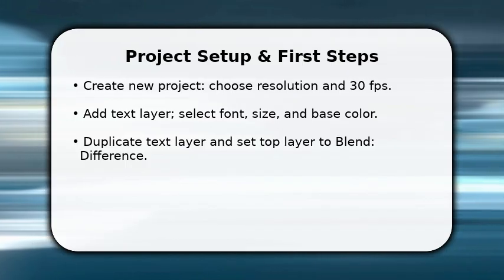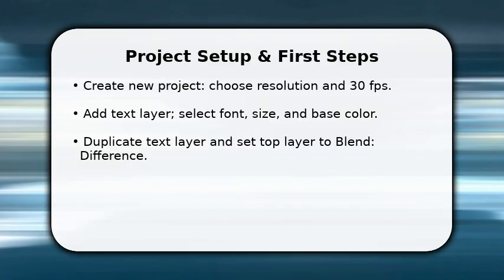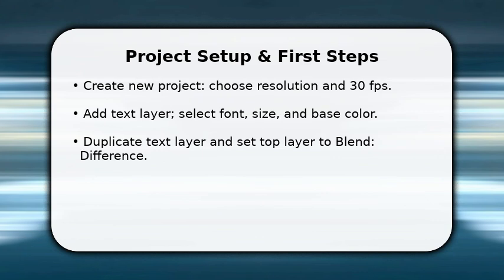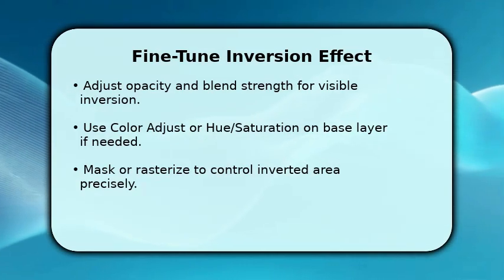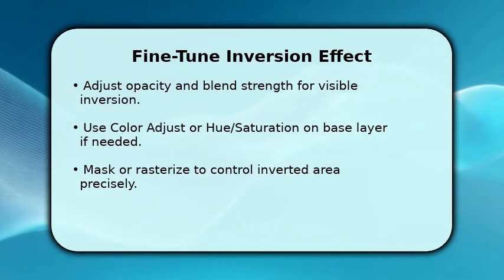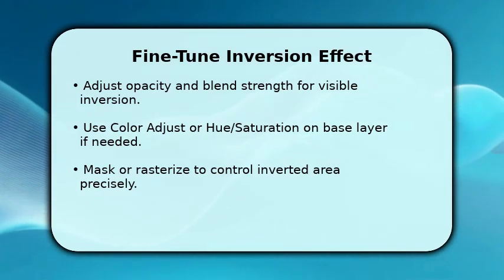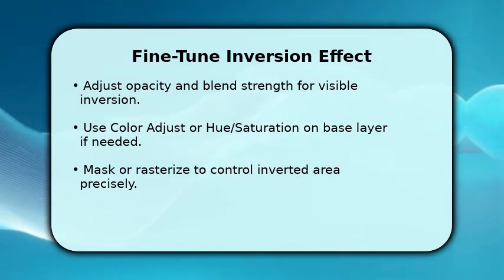Make sure to change the duplicate's blend mode to difference. This is the core trick that flips colors visually. Keep layers aligned so the inversion matches perfectly. Now refine the inverted look by balancing opacity and blend strength on the difference layer. Lower or raise opacity to tune contrast between inverted and original text.